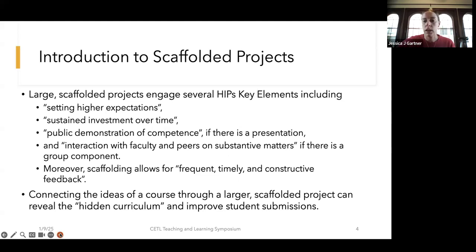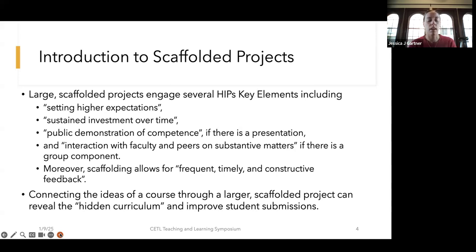All right, so just a quick intro to some scaffolded projects. I think a lot of people might have at least a scaffolded project in your course, but you may not have thought of it being a scaffolded project officially before. But what's cool about these projects is that they really engage a lot of HIP's key elements. So we have 5 here. I think Suzanne just exactly copied these from the HIP list. So we have 5 here, which is most of them.